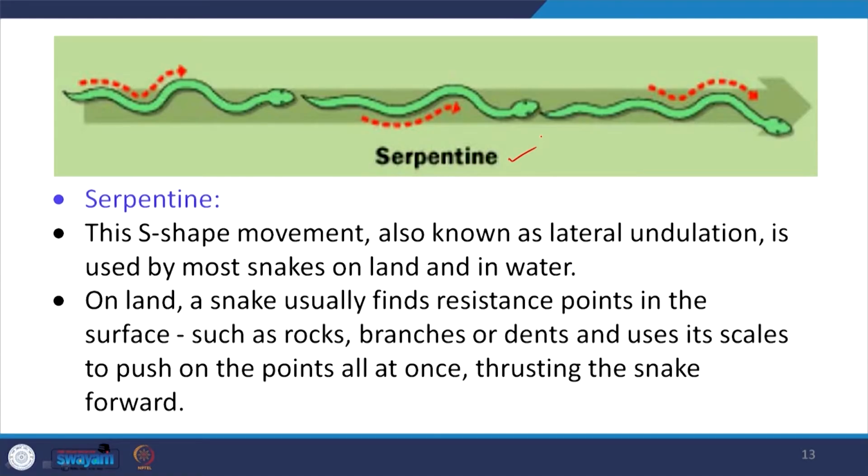Let us look at the first one, the serpentine gait. As you can see, this is an S-shape movement, also known as lateral undulation, and is used by most snakes on land and water. On land, snakes usually find resistance points in the surface such as rocks, branches or dents, and use their scales to push on the points all at once, thrusting the snake forward, as you can see over here.